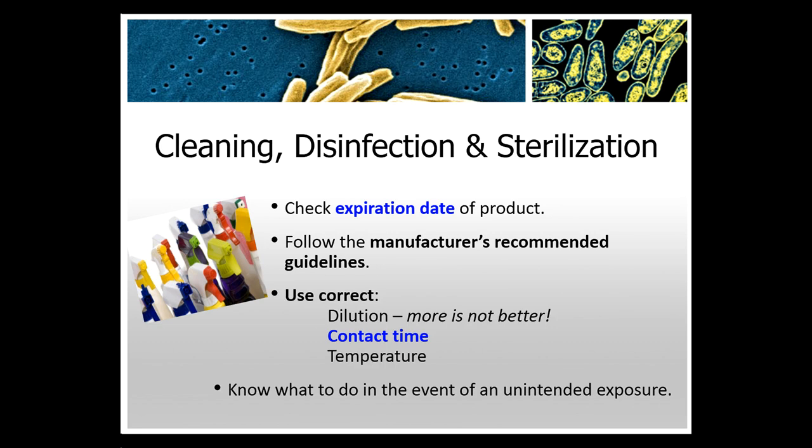Check the expiration date of the product. Follow the manufacturer's recommended guidelines. Use the correct dilution ratio and the contact time and temperature. What is the contact time? Sometimes it's referred to as the kill time. The label of the disinfectant on the bottle or the container will tell you the amount of time that the liquid or solution needs to be wet on the surface in order to disinfect as intended by the manufacturer. That is very important.